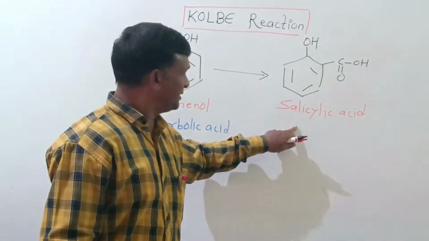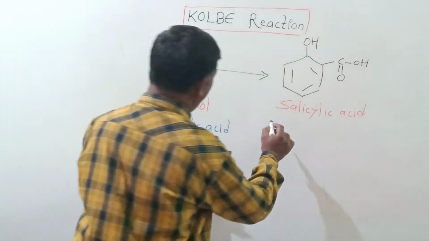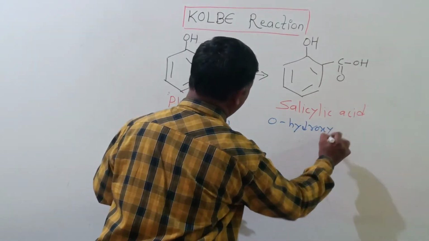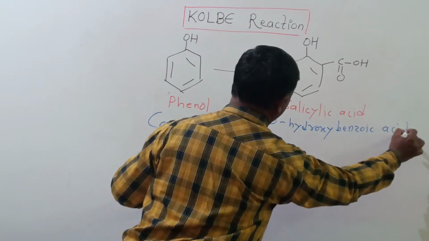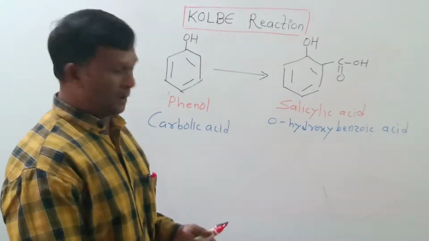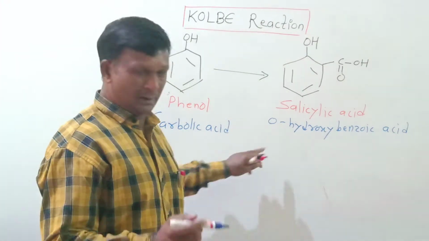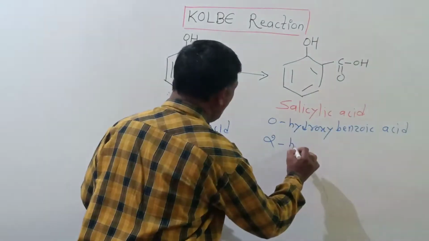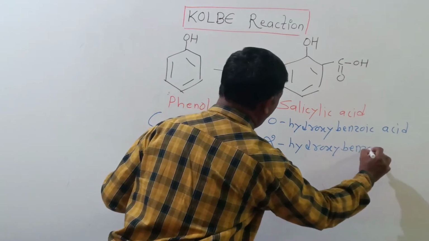Salicylic acid in common system is called orthohydroxy benzoic acid. In IUPAC nomenclature, this is called 2-hydroxy benzoic acid.